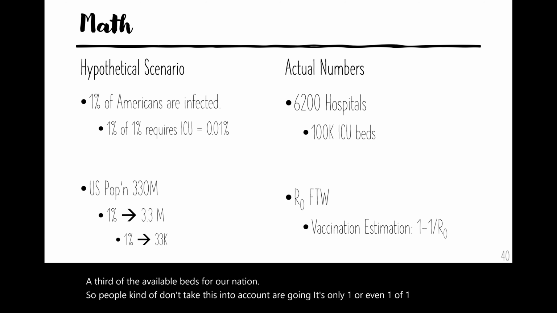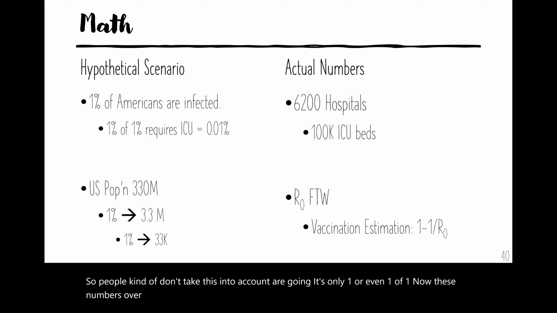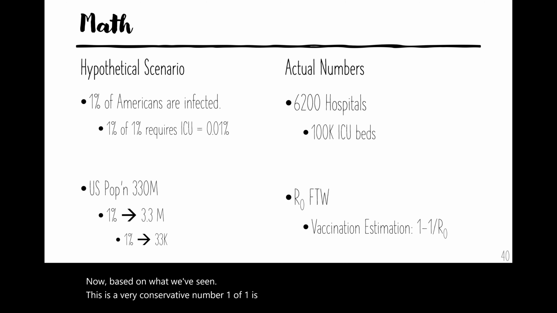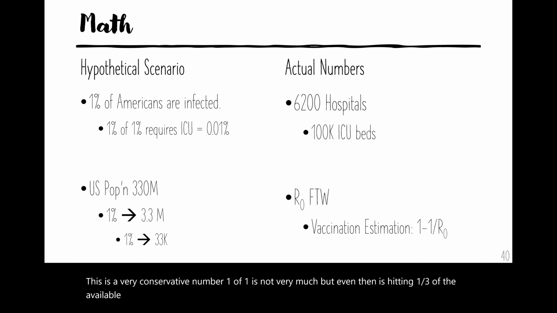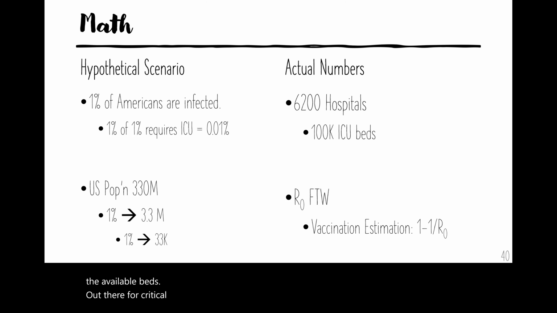Now, these numbers over here are entirely hypothetical. Based on what we've seen, this is a very conservative number. 1% of 1% is not very much, but even then, it's hitting a third of the available beds out there for critical care. Now, what if I'm wrong with these numbers? What if instead it's 2% or even just 3%? 3 out of every 100 Americans gets affected.